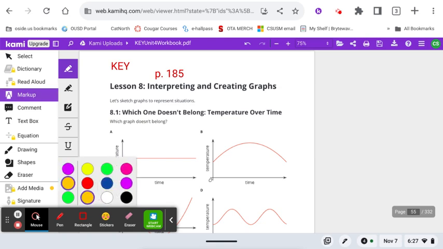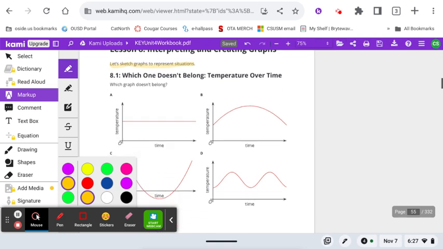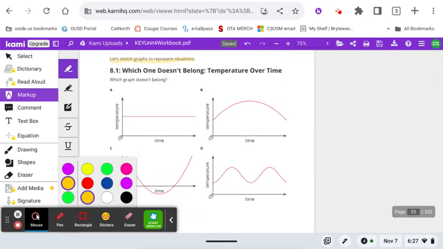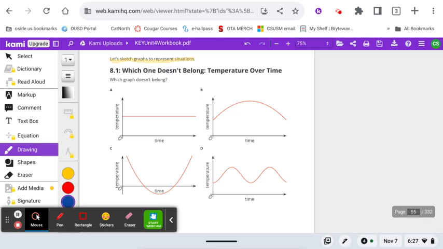Grab that highlighter and highlight. Let's sketch some graphs to represent some situations. We begin with a warm-up which says which one doesn't belong. Discuss with your table mates over temperature over time which of these graphs doesn't belong and why. Remember, there's always a reason to explain why each one does not belong, so challenge yourself to try to get one for each.